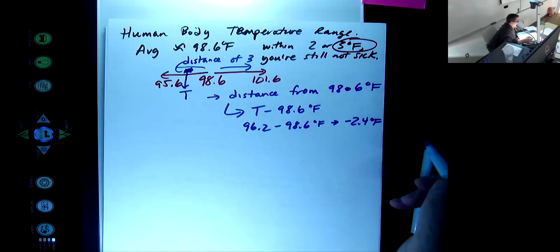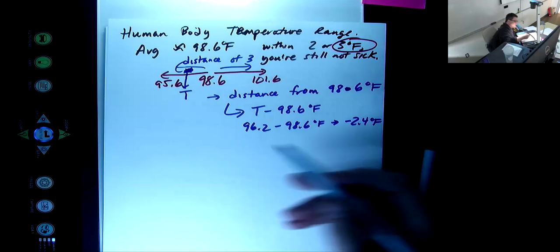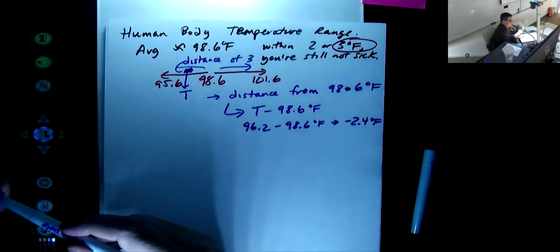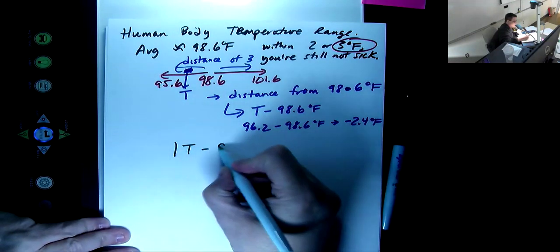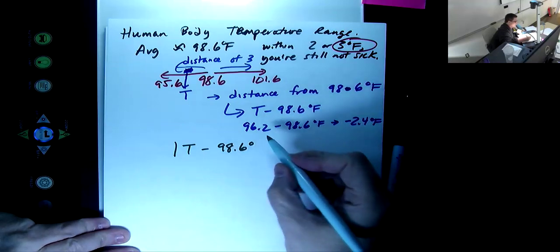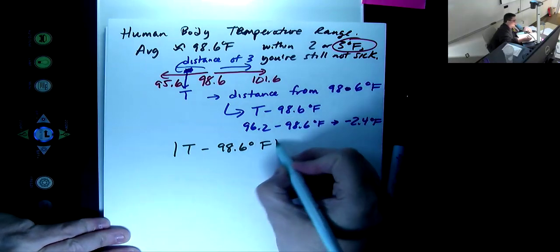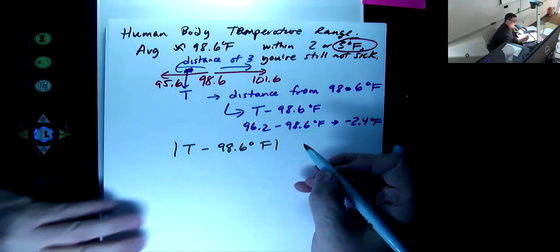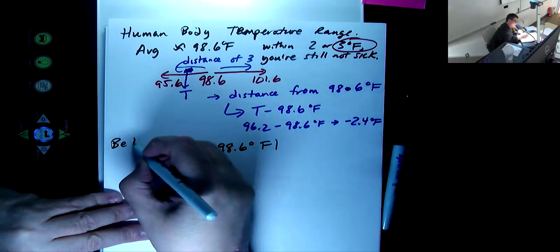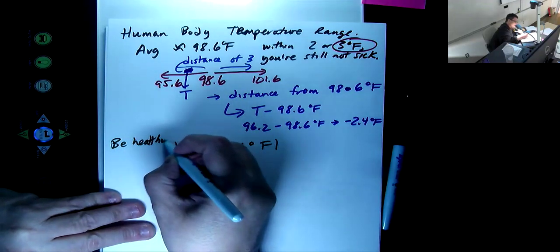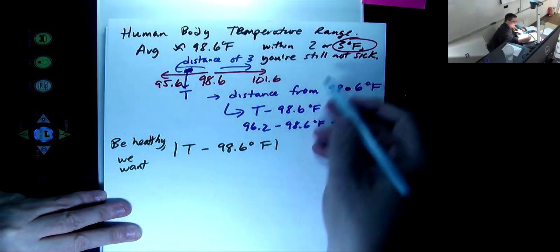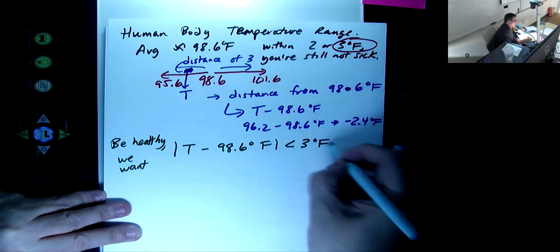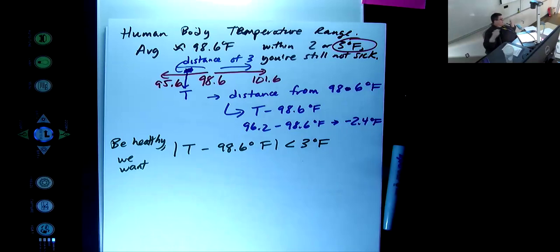It's kind of weird talking about negative degrees when we're still at positive temperature. And since it's either way, this can be written as the absolute value of T minus 98.6. Now our answer is positive, no matter what we do. We plug in negative or numbers less than or greater than it. And to be healthy, we want that difference to be less than 3 degrees. Anything greater than 3 degrees, now you're in the sick range. This is an example.